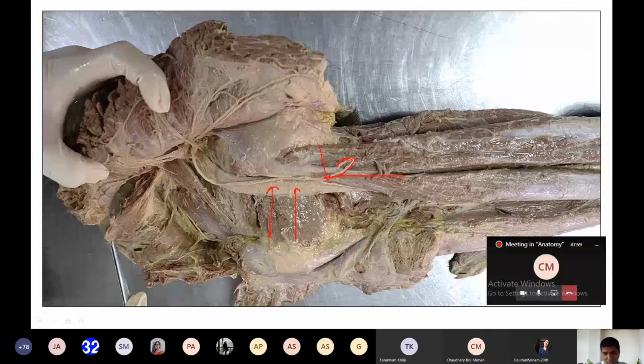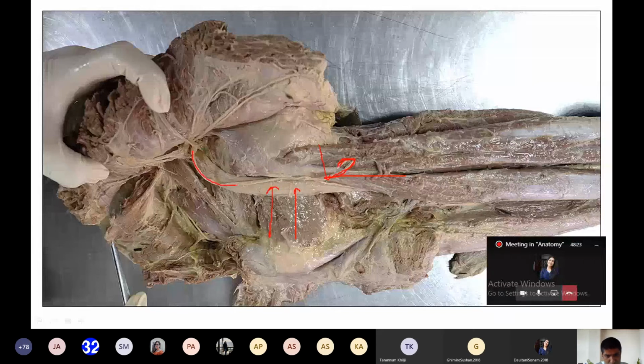I think Surya, you are Surya, right? So this one is the right answer. This one is the posterior femoral cutaneous nerve of the thigh, or you can also say posterior cutaneous nerve of the thigh. The inferior gluteal nerve, I'll show to you now. If you are confused between the inferior gluteal nerve and the posterior femoral cutaneous nerve of the thigh, then from now onward, you do not confuse.